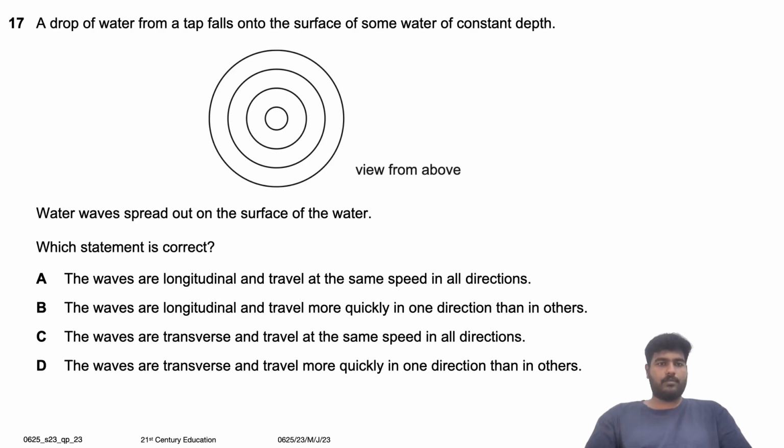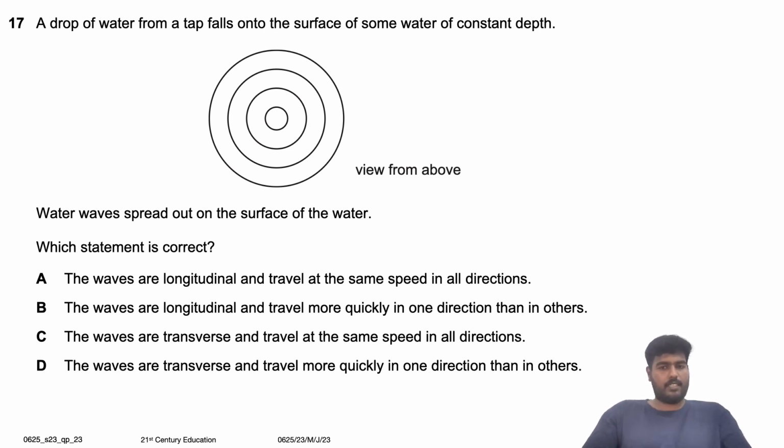A drop of water from a tap falls onto the surface of some water of constant depth. View from above. Okay, water waves spread out on the surface of the water. Which statement is correct? We know that water waves are transverse.